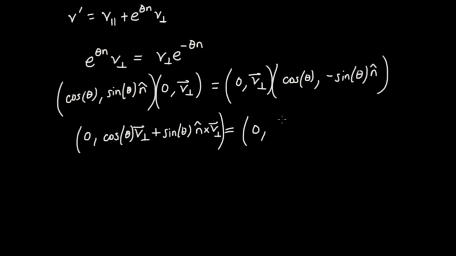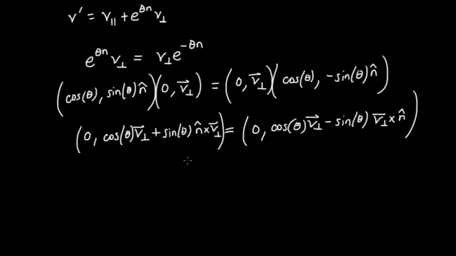Now, let's calculate the vector part of the right-hand side. So I'm going to have 0 times that vector there. That's going to be 0. Then I'm going to have cosine theta times this vector. So I'm going to have cosine theta times v perp. And then I'm going to have the cross product between this vector and that vector in that order. So this can be rewritten as minus sine theta times v perp cross n hat.